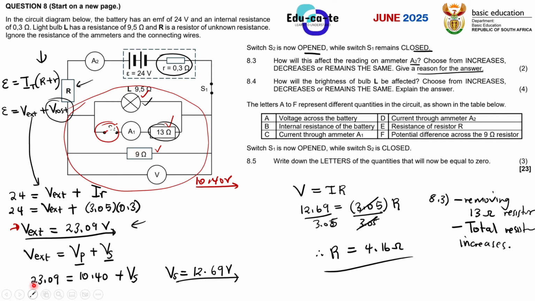And when the total resistance increases, what will happen to the current? It has to decrease. Why does it decrease? Because they are inversely proportional. You mention that the current is inversely proportional to the resistance. So the moment you remove this 18 ohms resistor by opening the switch, it means that the total resistance is increasing, meaning that the total current is decreasing. The total current is the reading through A2. So you can now say that the total current will decrease, which is the reading on ammeter A2.